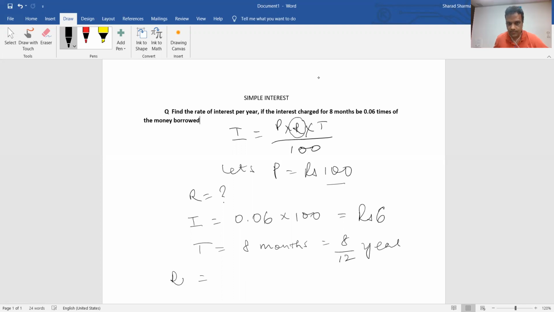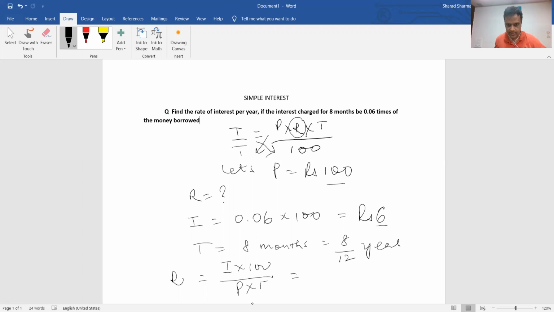Now for the rate, if you remember, in the last video I had spoken about how you don't have to remember the formula for the rate. You simply cross multiply here and get the formula. So rate is I into 100 upon P into T, right? This is how we are going to get it. We have to find R, so these two will go in the denominator. I into 100 divided by P into T. Now let's put in the values quickly.